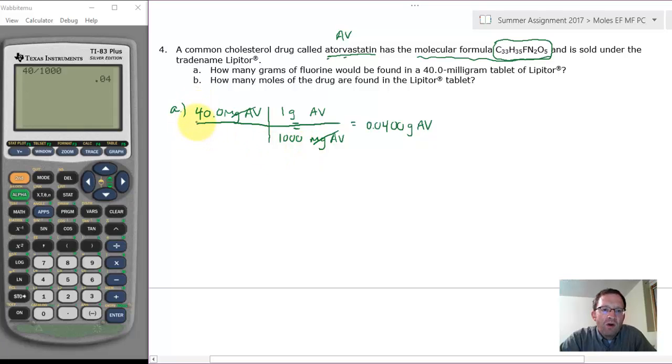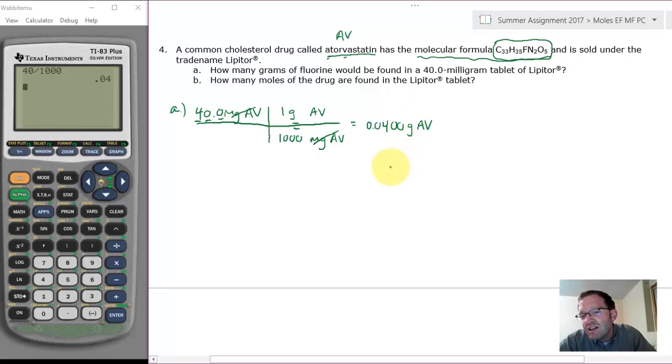And again, 40.0 over here has three measured values, so I want to make sure that my value here still has 3. And again, more on sig figs to come. But right now, all I've done is convert my 40 milligram tablet to a 0.0400 gram tablet. Why was that useful to me?